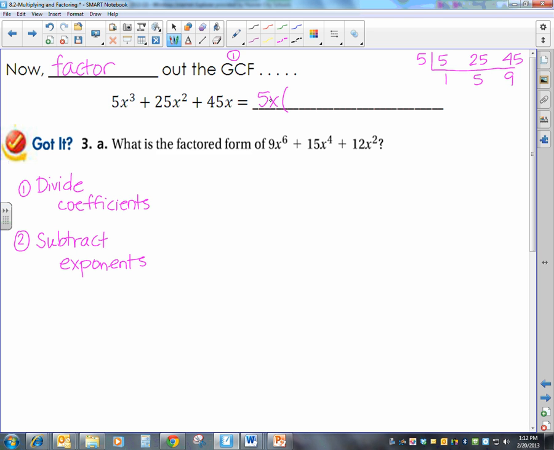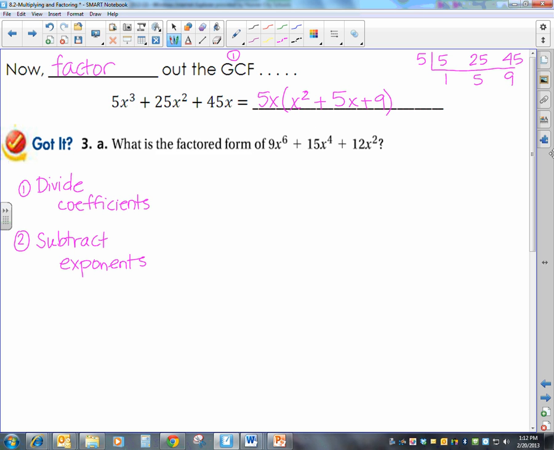So I had 5x. My coefficient is 1, which we know we don't have to write, but I do have an x there. I started with 3. I take away 1. What do I have left? 2. I'm going to carry the plus with it. There's my number, so I don't even have to do the work. I started with x squared, or two of them. I take away 1. How many do I have left? I have 1 left. And then 45, I know my number is going to be 9. I have 1x here, 1x there. Take it away. That's all I have left. So I'm done. Okay, so that was an example.